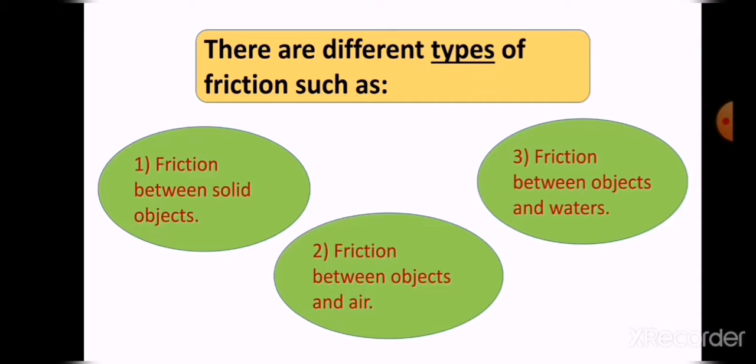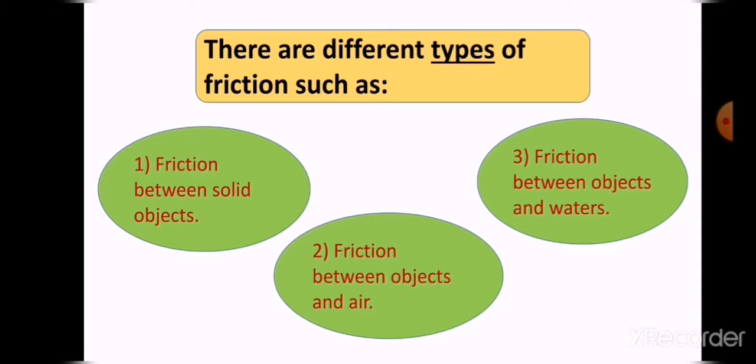Now, we will talk about the types of friction. There are three types of friction force. Number one, friction between solid objects, when any two solid objects touch each other. So this is the friction between solid objects.